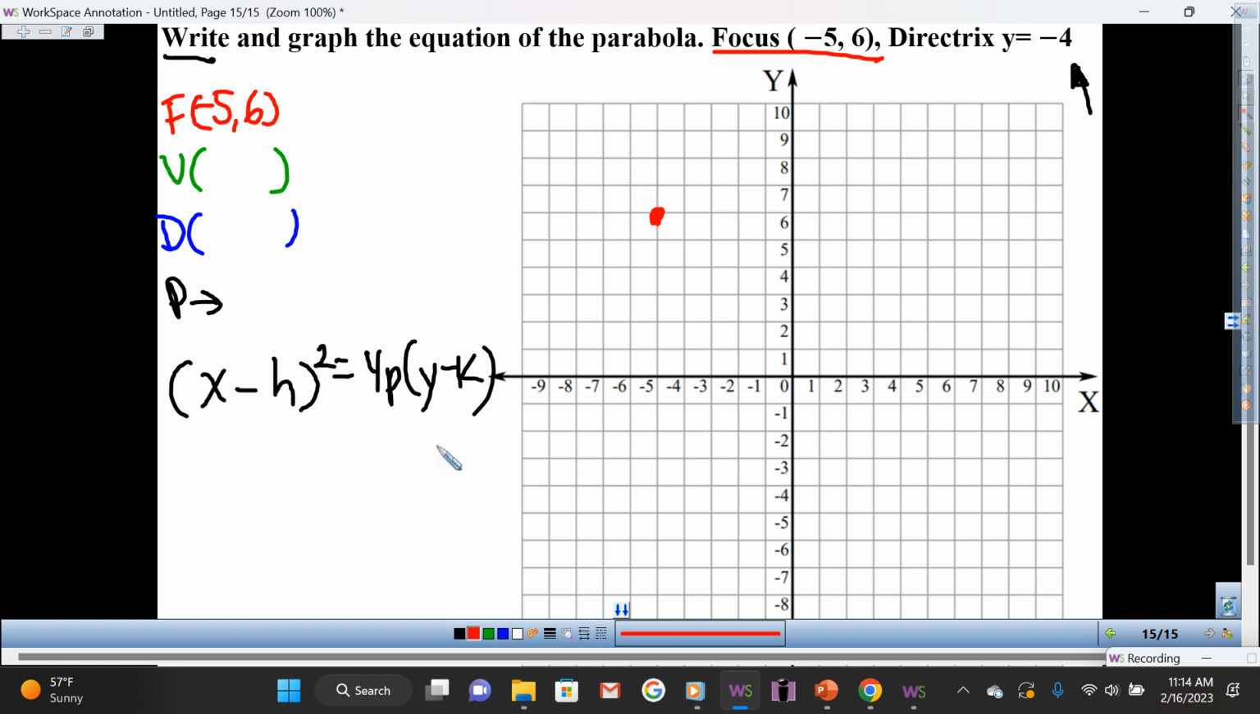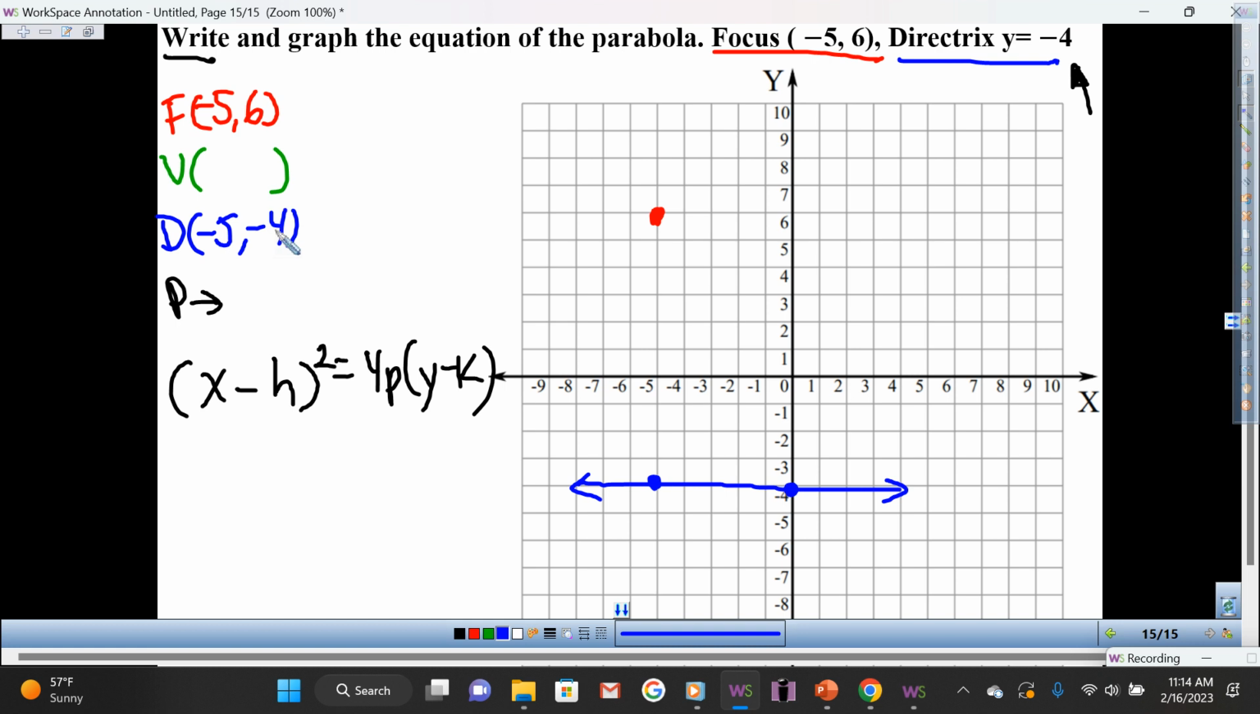What else do they give us? The directrix. The directrix is going through y equals negative 4. Y equals negative 4 is down here, a straight line. However, we need a point to write in here, so I follow the focus straight to the directrix, and I place my point right there. And what is that coordinate? Negative 5, negative 4.